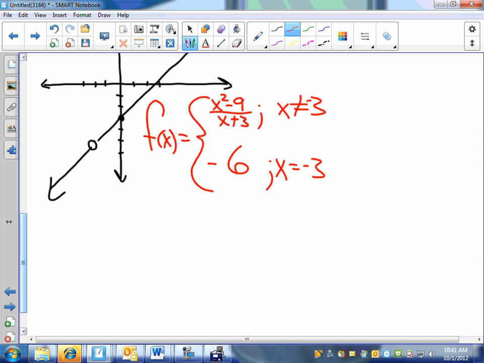Negative 6. So I just filled that spot. At negative 3, the function is equal to negative 6. It's now continuous from negative infinity to positive infinity. I filled the discontinuity. And that's that.